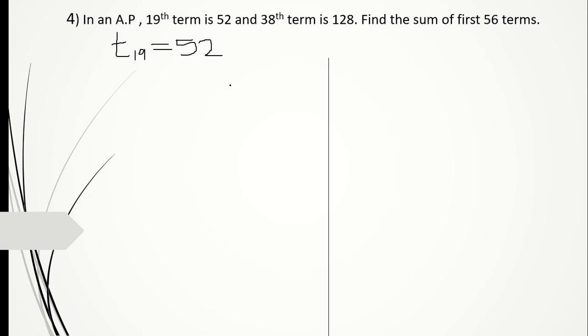And the 38th term, that is T38, is 128. This is what is given. First concentrate just on this, because this is the only thing given in the question. The 19th term and 38th term are given, and you are asked to find the sum of first 56 terms of this sequence. So we don't know the first term of the sequence, or the difference. We don't know anything. What is given is just the 19th term and the 38th term. You can realize that 38 is double 19, right?